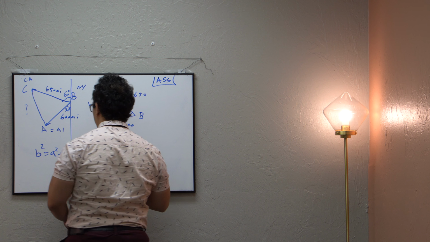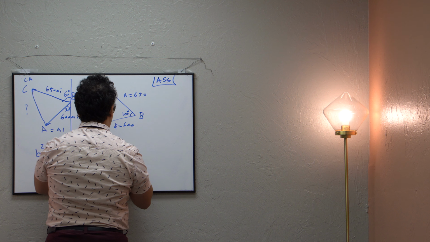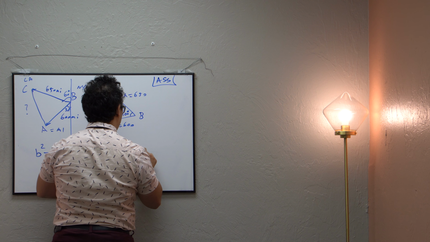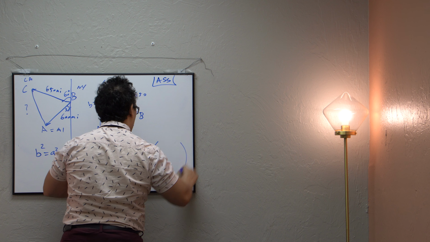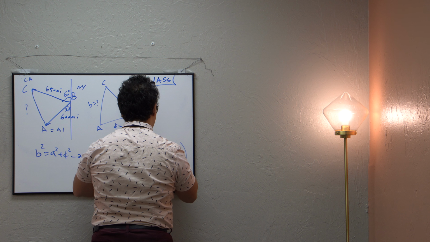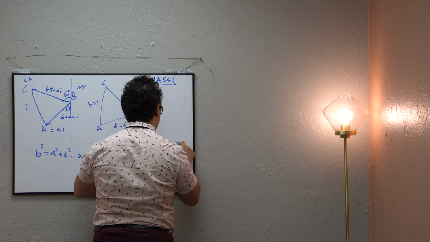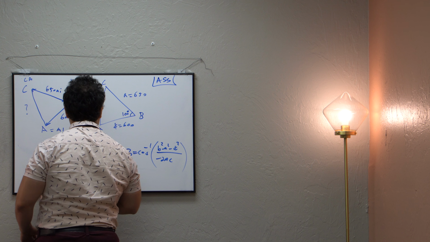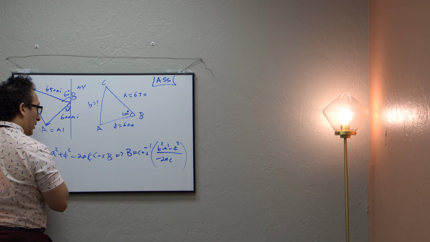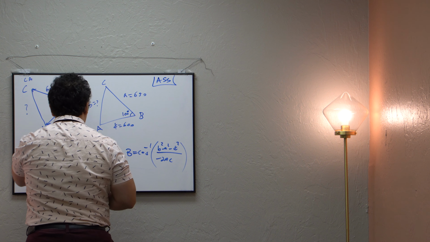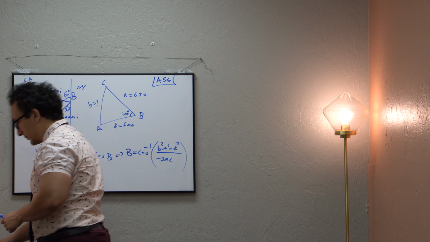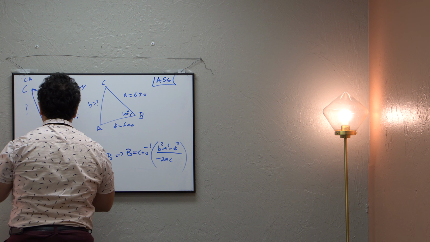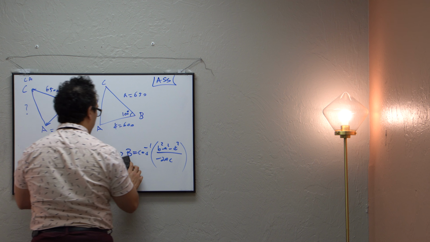So notice that if I solve for b, I get b is equal to the cosine inverse of b squared minus a squared minus little c squared all over negative 2ac. We'll take the cosine inverse of that quantity. And, oh, wait, so actually, let me backtrack here. We want to solve for little b, not capital B.